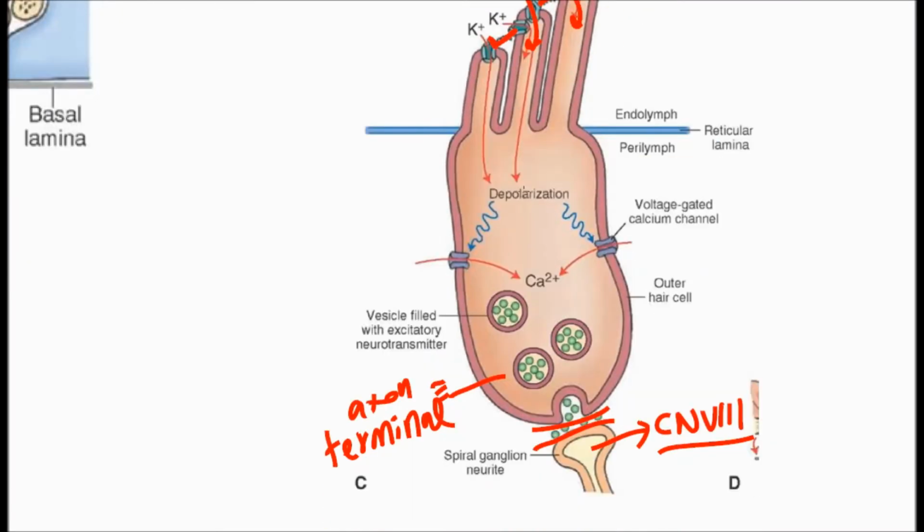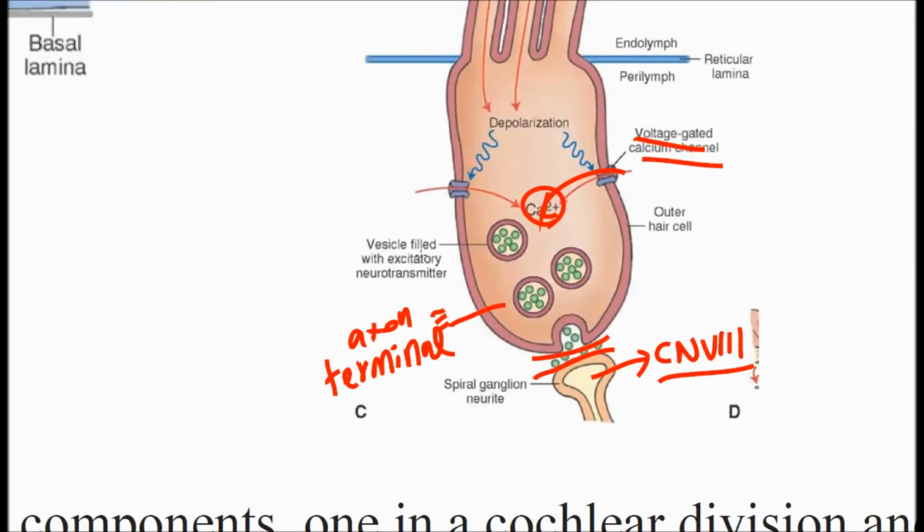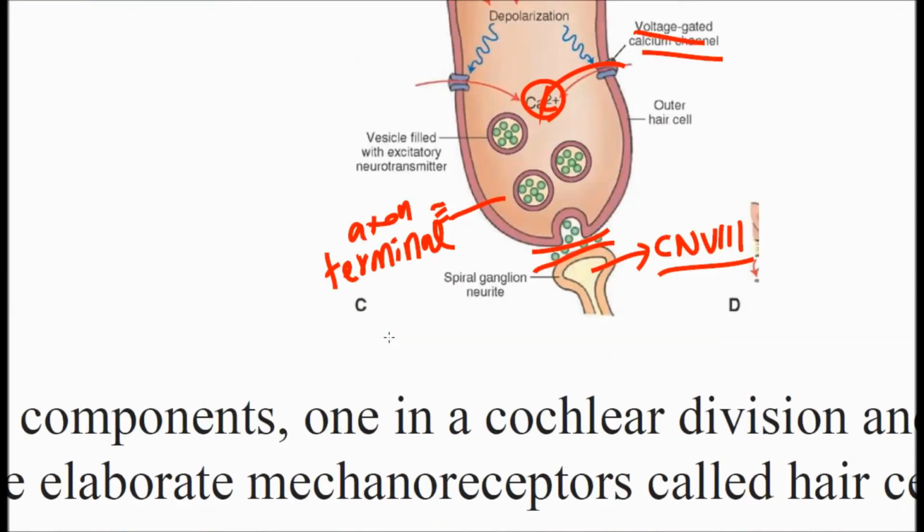When the depolarization happens, there will be voltage gated calcium channels similar to the axon terminal. Calcium influxes into the cell, inside the cytoplasm, and it will interact with protein complex and create the exocytosis of the vesicles filled with neurotransmitters, and it will eventually cause the depolarization of the cranial nerve number 8 through ligand gated channels opening and positive ions influx into the cell.